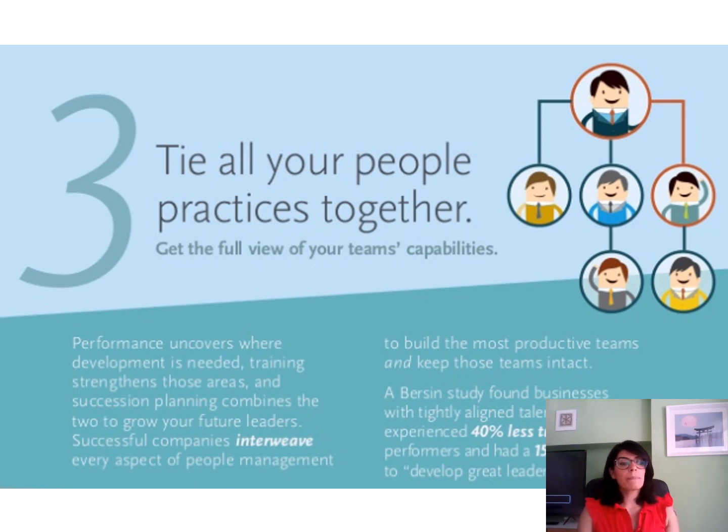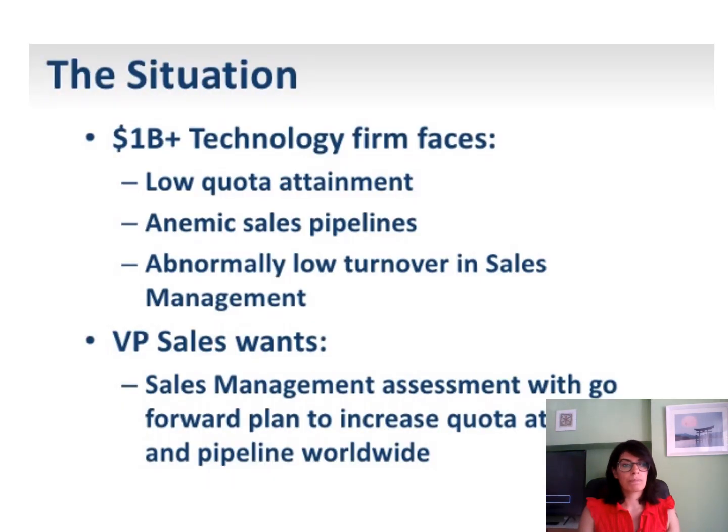So successful companies actually integrate every aspect of people management to build the most productive teams and to keep those teams working together well. Let's have a look at a case study of a team that doesn't seem to be performing well and what you would do to help it perform well based on the three-step process we've just seen.